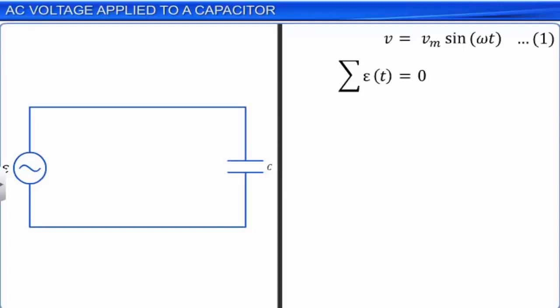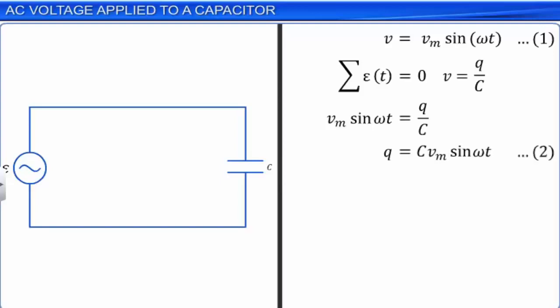As the instantaneous voltage across the capacitor, v, is equal to q by C, we can write equation 1 as Vm sin ωt = q/C, or q = C Vm sin ωt. Let this be equation 2.